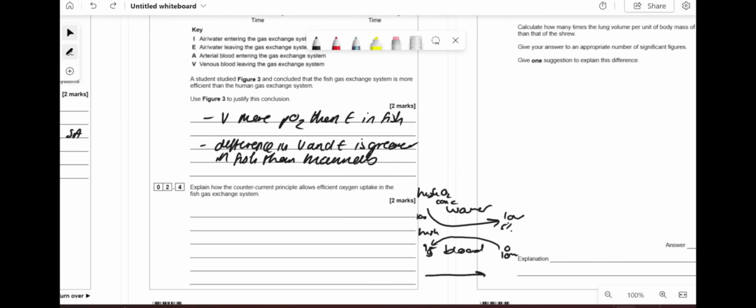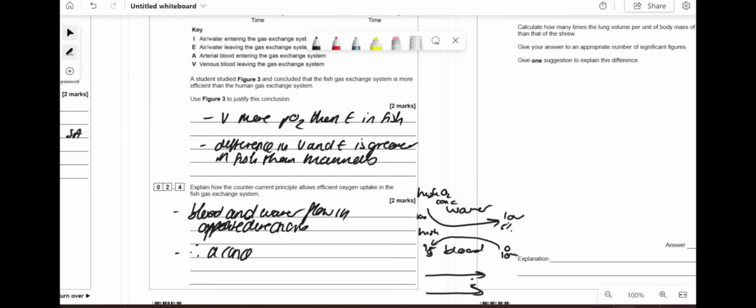Whereas if they were run the same way, eventually they would just level out towards the end, and there would be no concentration gradient, so there'd be no diffusion. So blood and water flow in opposite directions. Therefore, a concentration gradient is maintained.